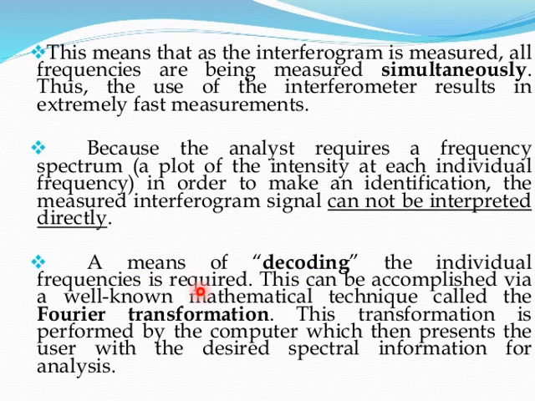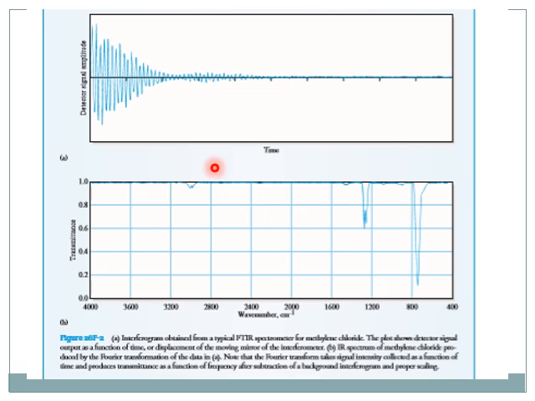The decoding of the individual frequencies is required, and this can be done by a well-known mathematical technique called Fourier transformation. This transformation is performed on the signals by the computer, which then presents the user with the desired spectral information for analysis. So the spectrum is formed in the desired form after Fourier transformation of the interferogram.